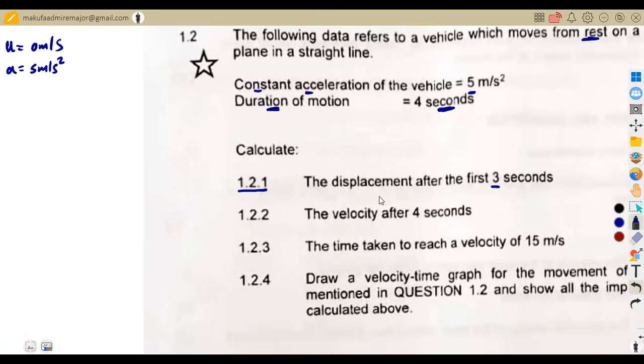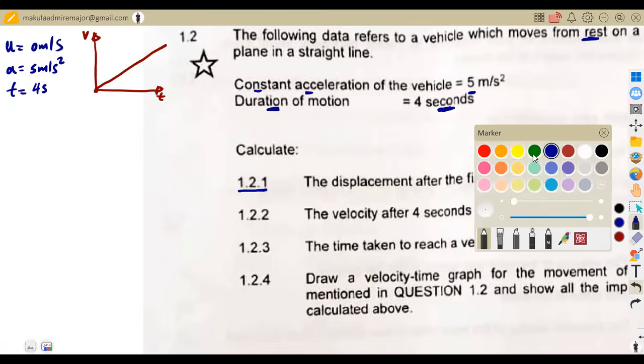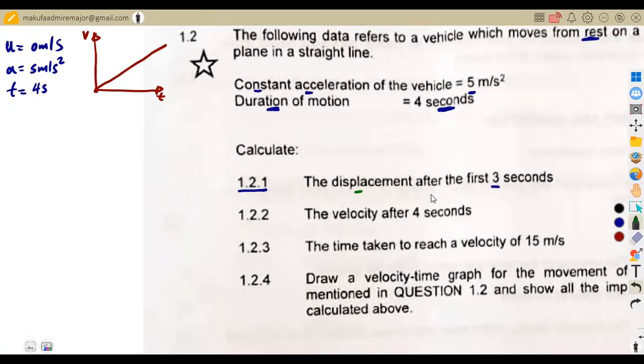Meaning to say, if it is maintaining a constant acceleration, we are going to have our object starting from rest, maintaining the constant acceleration. In this case, you'll be having your time, and here you'll be having your velocity. So that is the idea. And we are given the duration for that particular moment as 4 seconds. From this information, our question is to calculate the displacement after the first 3 seconds. This information is for the 4 seconds, but we need after 3 seconds.